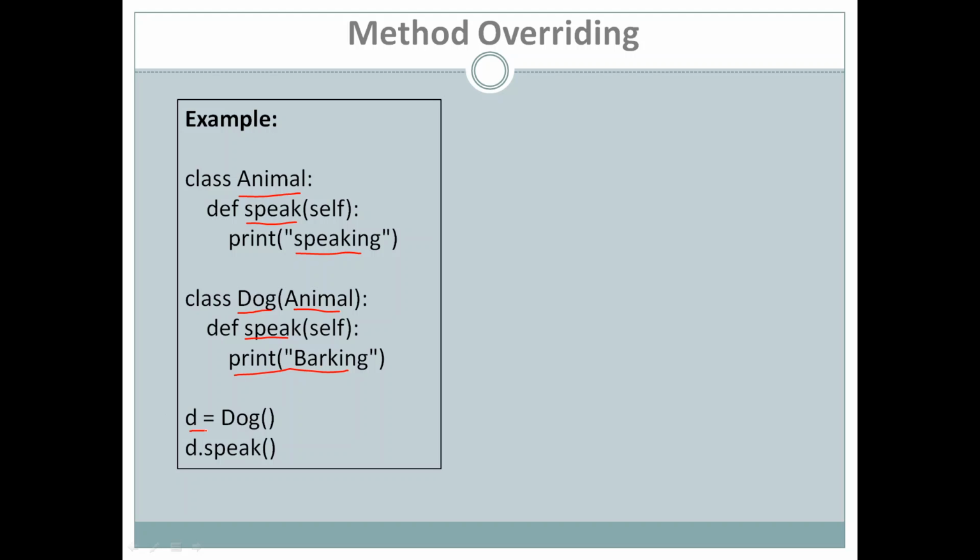When we create an object of the child class, that is d equals Dog, and try to call the method speak, it will call the method speak from the child class, Dog. So it will print barking, it will not print speaking, because this speak method is overriding the speak method of the Animal class. So this is a simple example of method overriding. Let us look at one more example.